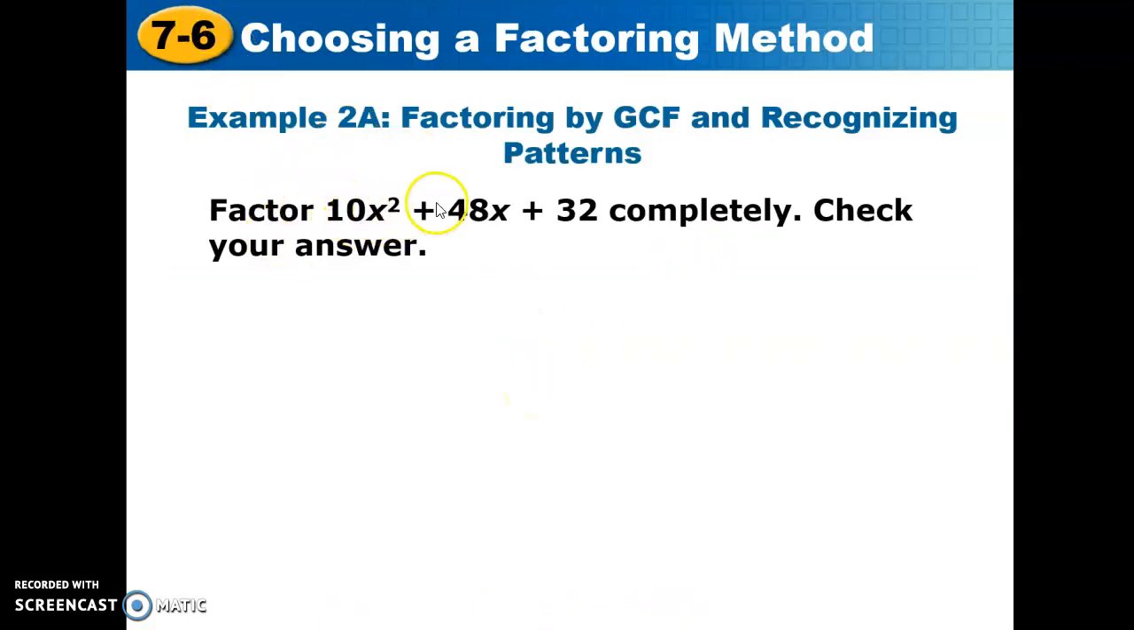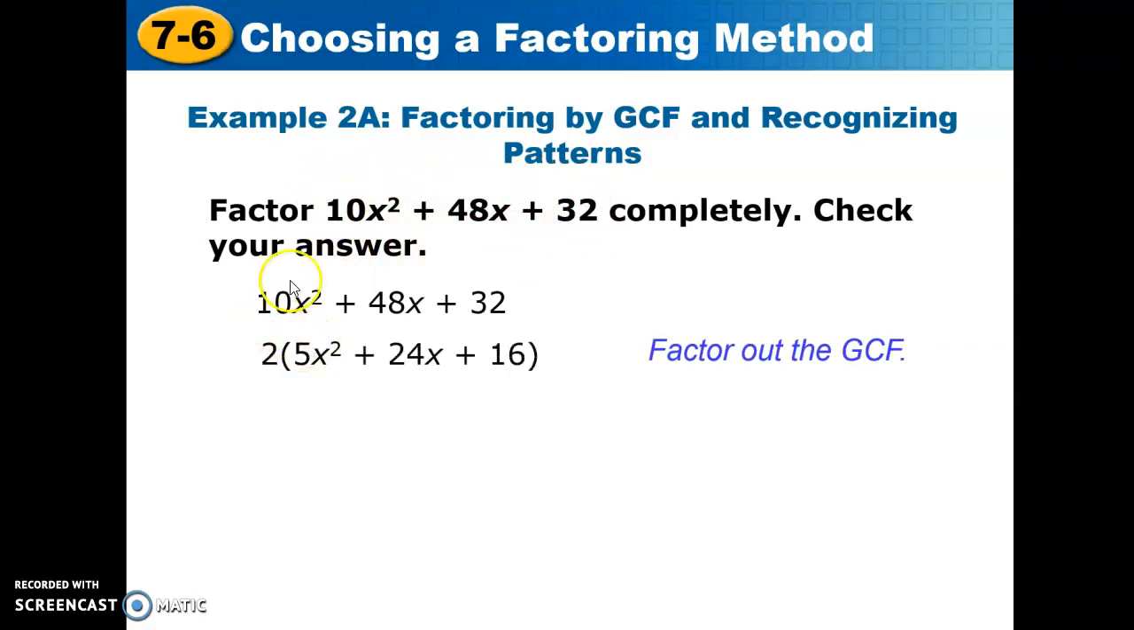We want to factor 10x squared plus 48x plus 32. I am hoping something jumps out at you. These are pretty big numbers compared to what we're used to seeing with factoring trinomials. So hopefully you notice that there's an actual GCF. The GCF of 10, 48, and 32 is 2. So the first thing we're going to do is factor out that GCF. When we factor it out, we're dividing all 3 of these terms by that 2, and we end up with 5x squared plus 24x plus 16.